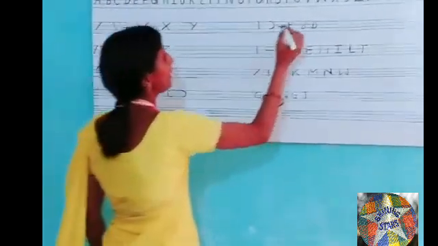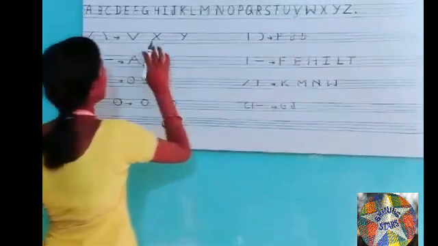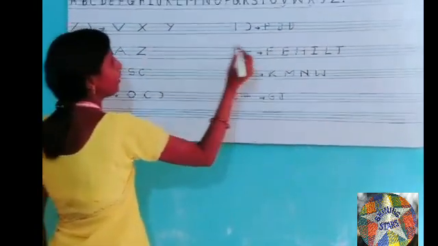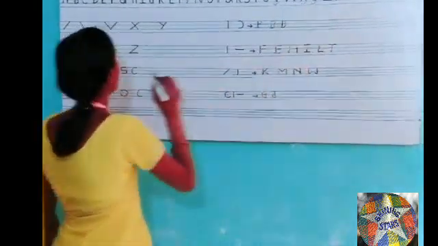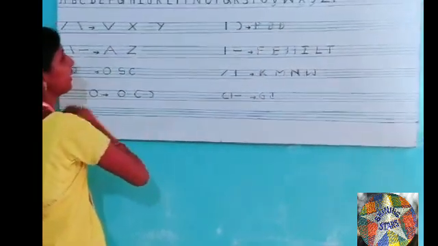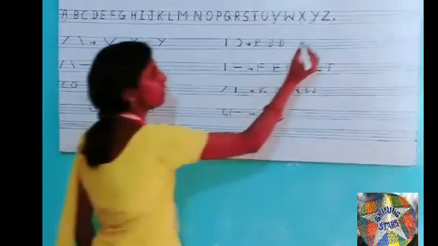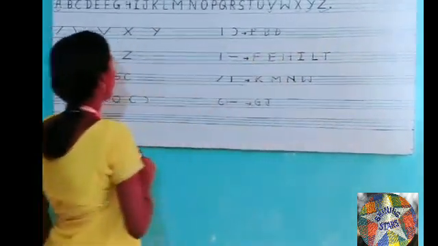V. We have done V. X. We have done X. Y. We have done Y. Z and A. The first letter of the alphabet is A and the last letter of the alphabet is Z.